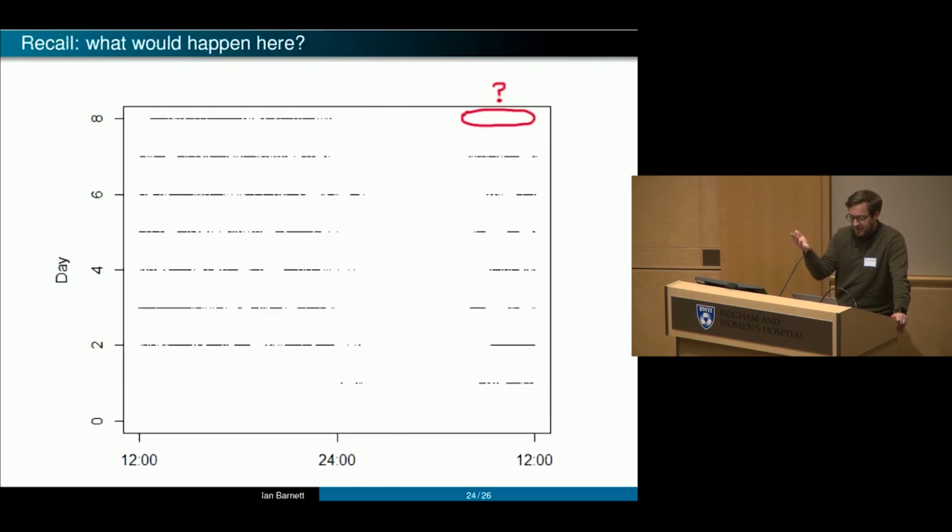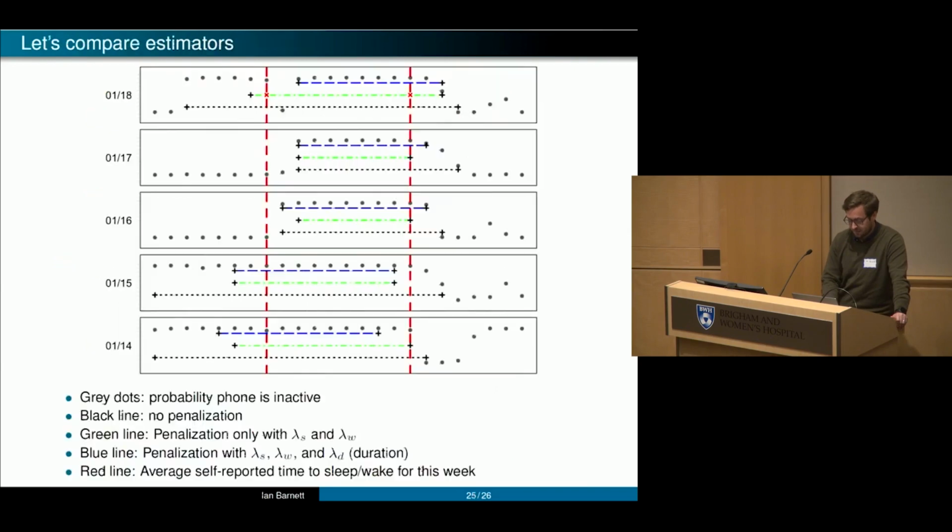So what would happen here? It's a good example to think about. The naive approach would say they slept this entire duration here, whereas once we penalize, we might actually say, hey, probably not. Maybe they're just not using their phone here. So this is not perfect, but that's why we need external ways of validating these measures, which we've done in this paper.